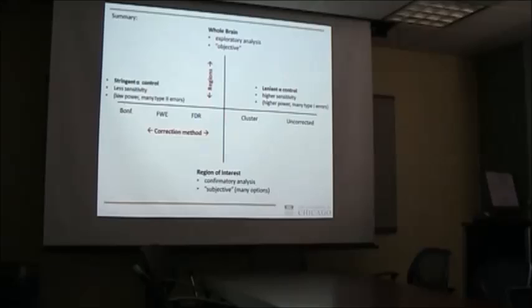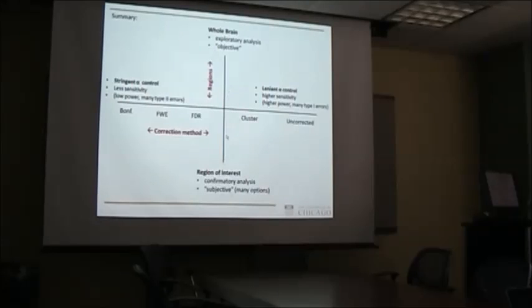Where you can be really stringent on your alpha control, your type 1 error, then you would use Bonferroni, probably too strict, but you could do that. You're less sensitive, meaning a low power, many type 2 errors. Quite often you would not find something active while it actually is. If you're more lenient, use an uncorrected threshold, you get the opposite. Higher sensitivity. If something is active, you will more often pick that up, but you'll also more often declare something significant that's actually not.